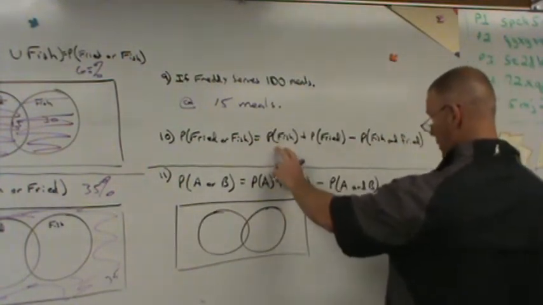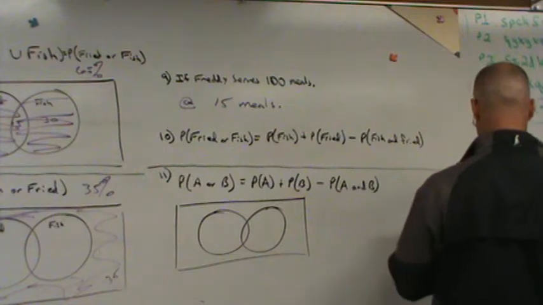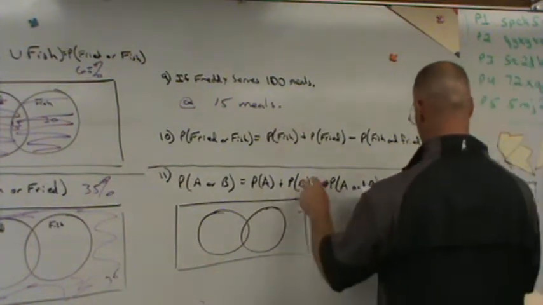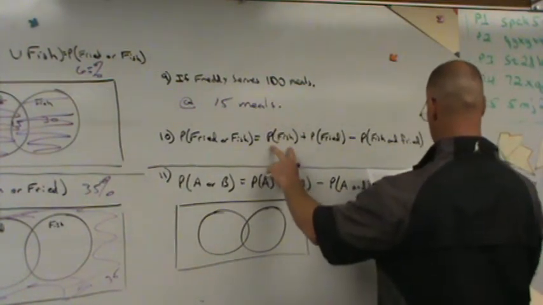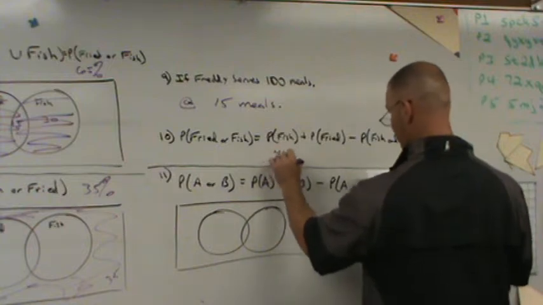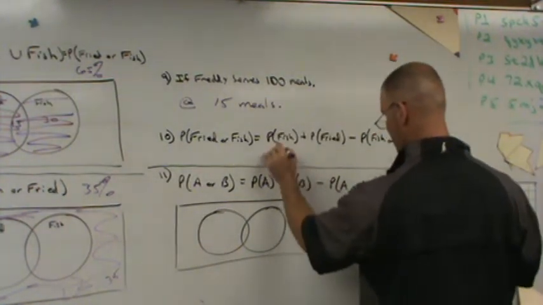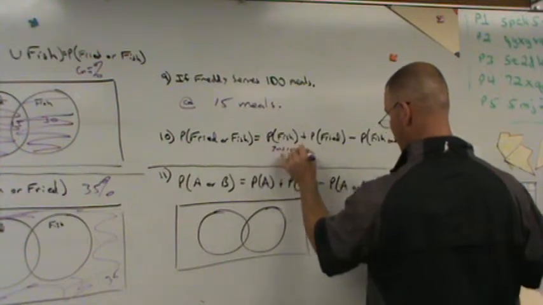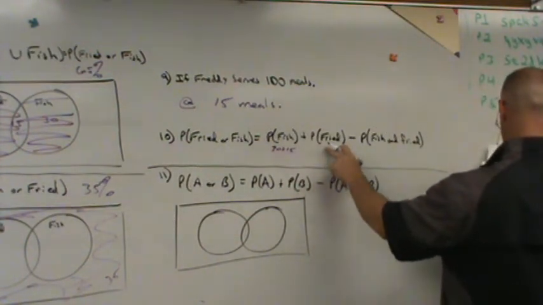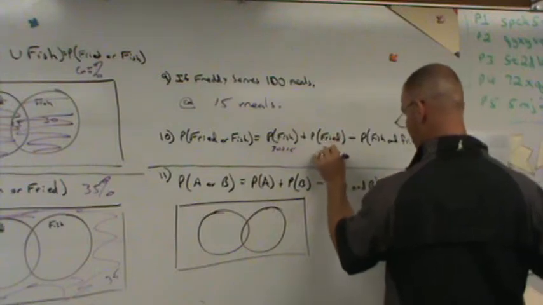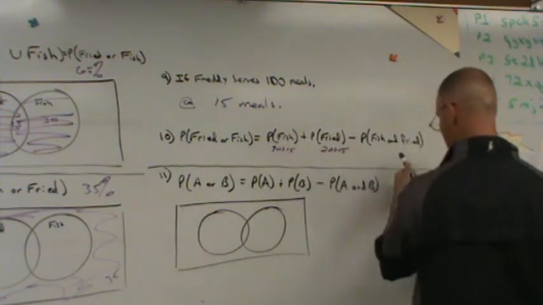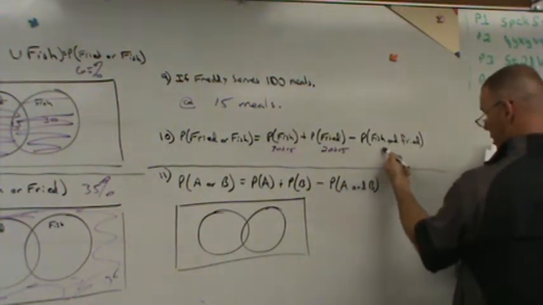Well, that's a probability of fish, which, again, go back to your original. What's your probability of fish? Fish is 15 and 30, which is 45. Plus your probability, and I'll actually do this, which is 30 plus 15. Plus your probability of fried. Your probability of fried is 20 plus 15. And it says minus fish and fried.